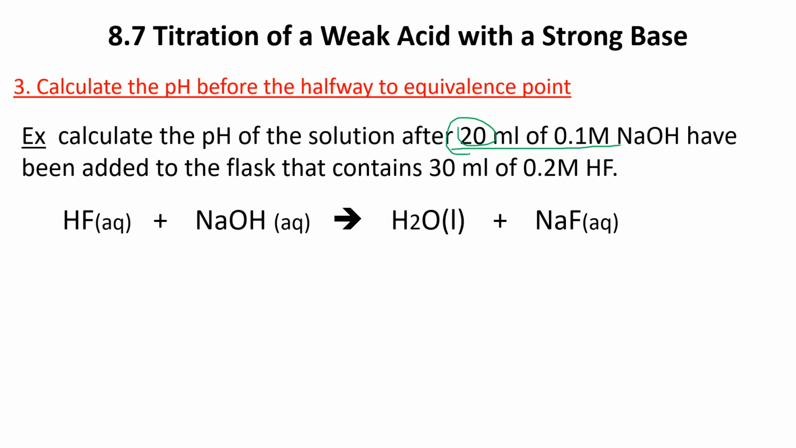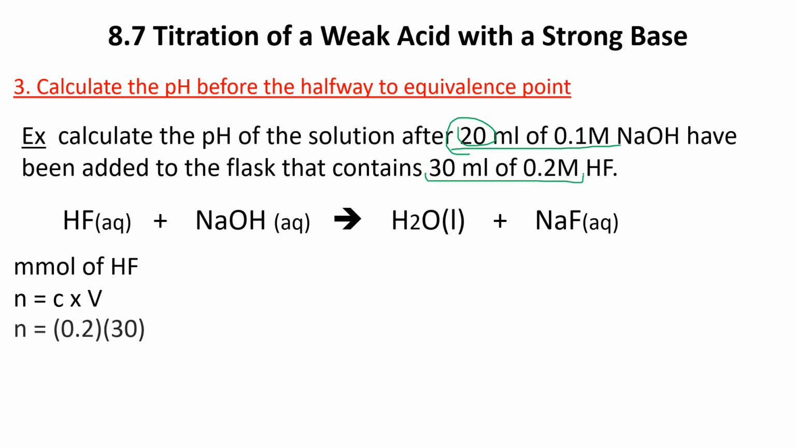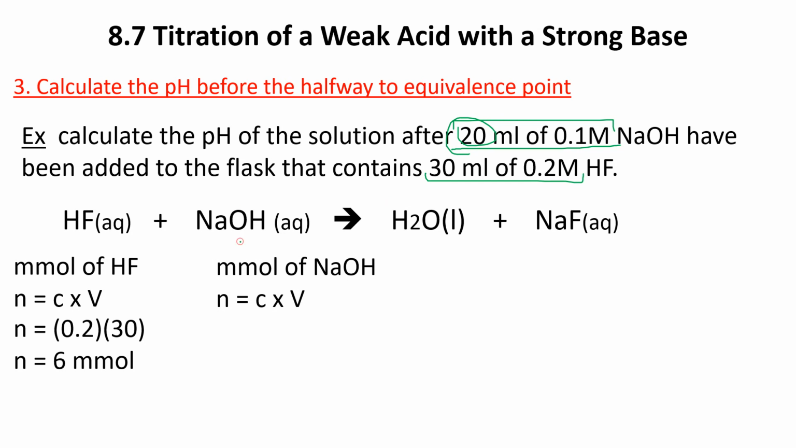And what I like to do at this point is figure out how many millimoles of each solution are actually present in our flask. So the first thing we're doing is figuring out the millimoles of the HF, and we're going to do it from these two values right here. So this might seem familiar. We get 6 millimoles. Now, how many millimoles do we have when we have 20 mL of 0.1 molar? That's the next thing. I like to do that calculation right underneath here. Multiply, multiply, we get 2 millimoles.